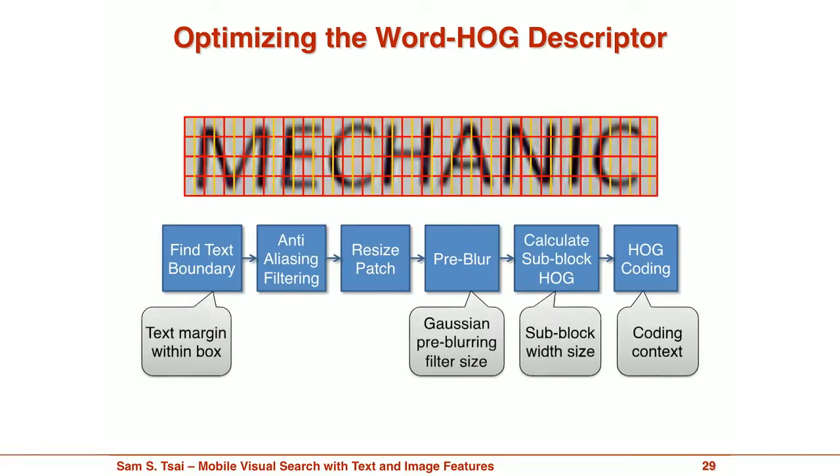In developing the WordHOGs, we trained for several different blocks. We looked at the margin between the word and the box. We looked at how much pre-blurring is needed, and also how wide the subblock should be. We also looked at what we should use for coding when we're coding the histogram of gradient features.